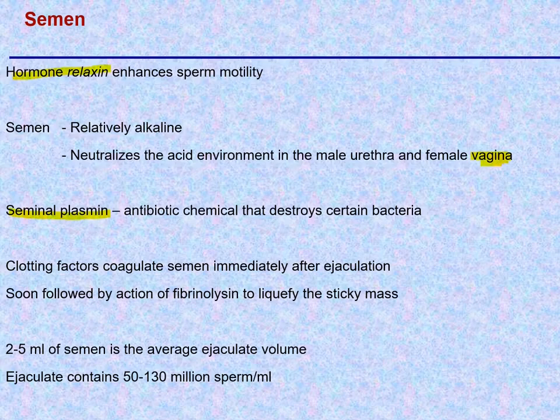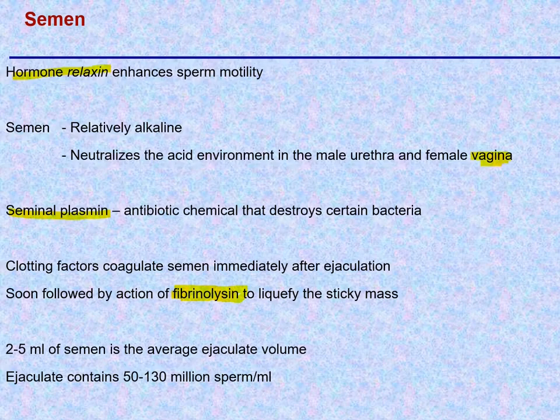It also contains a clotting factor that helps to coagulate the semen, so that initially the semen is quite gel-like or viscous. But soon after that there's fibrinolysin, extremely similar to what you have in fibrinolysis or liquefaction of clot, so that the clotting factors and the lysis of that are very similar to the clotting cascade in the blood plasma. This liquefies the sticky mass soon after it gets ejected.